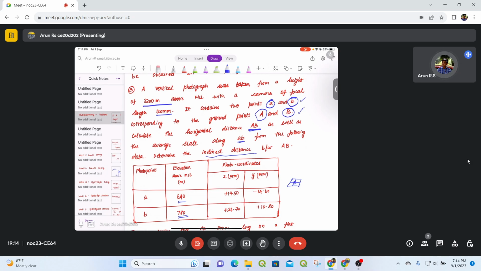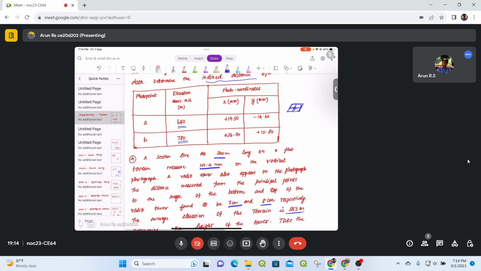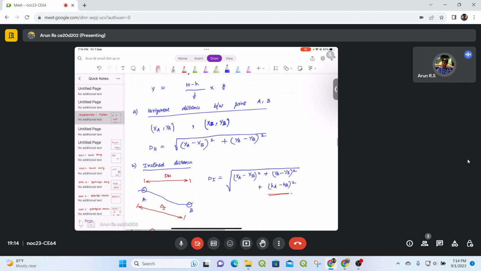Now we need to calculate the horizontal distance AB as well as the average scale of AB, because the elevation is varying in this terrain, and we also need to find out the inclined distance. So the table is given, with photo coordinates, the corresponding ground elevation, and your x and y on the photograph. Here it is like your principal plane only. So you have your photograph, principal plane is there. From the principal plane, what is the point where the point is located? So it is similar to your Cartesian coordinate system. So let's see how we can solve this.